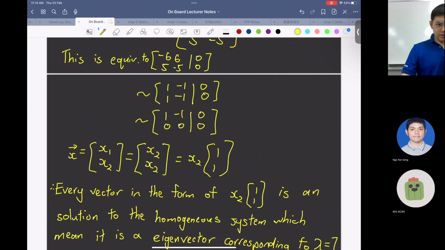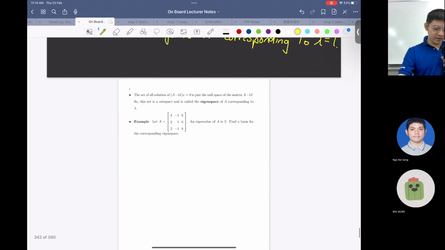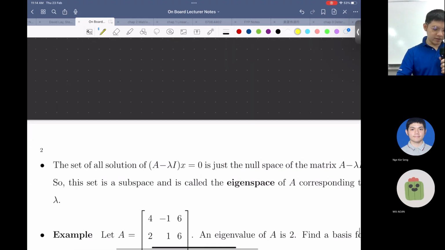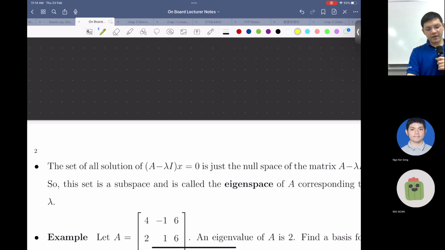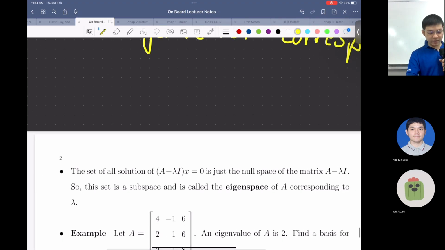Okay. Next. So what we've done is, if you consider the set of all solutions of A minus lambda I times x equals 0, it is really the null space of the matrix A minus lambda I. We already talked about it. So this is a subspace. This is a subspace, and it's called the eigenspace of A corresponding to lambda. I think we've got a lot of time.